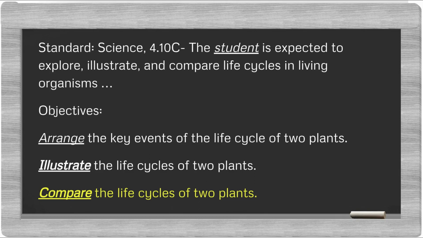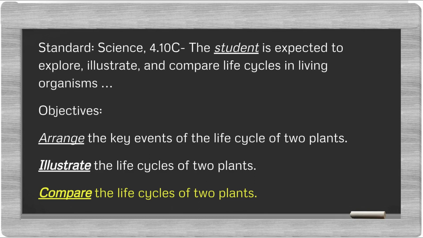Let's take a look at the Science Standard 4.10c. In this standard, there are 3 verbs that describe the actions a student must take to master the standard. These verbs are action words that do 2 things: tell the student what is to be accomplished, and tell the teacher what to look for.